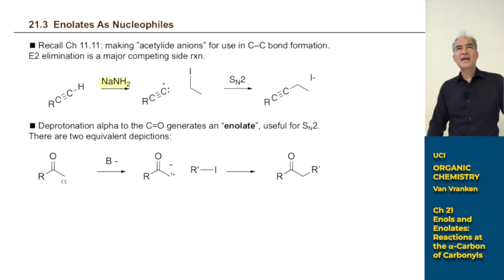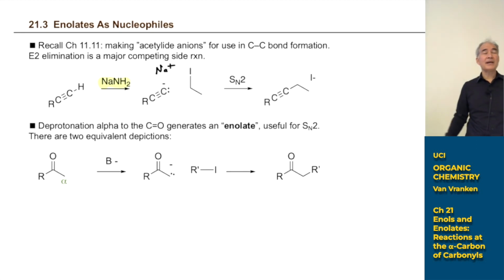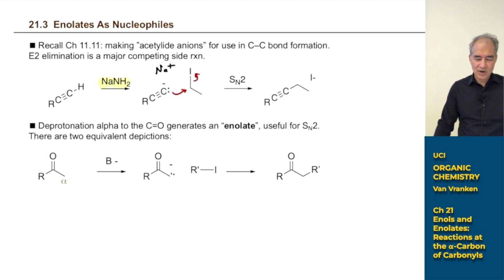Just insanely basic, 20 orders of magnitude more basic than hydroxide anion. So using this crazy base, sodium amide, we told you that you could deprotonate alkynes, terminal alkynes that have an H on them, in order to make these acetylide anions, these carbanions. You can't isolate those carbanions and put them in a flask. You have to use them as soon as you make them. And the only thing they taught you to do with those acetylide anions is SN2, because that's the only CC bond forming reaction that they taught you.